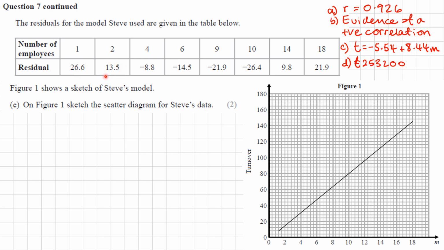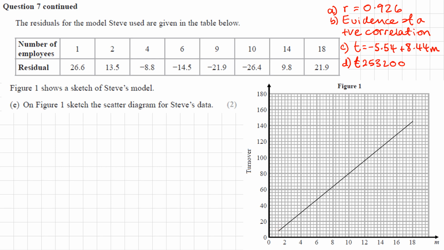So those which have a positive residual are going to be this amount of space above the regression line, and any that are negative are going to be below the line. So I guess the first thing we need to do is to work out how much each square is worth here on this scale. So we've got 5 squares for 20, so each square is going to be worth 4.